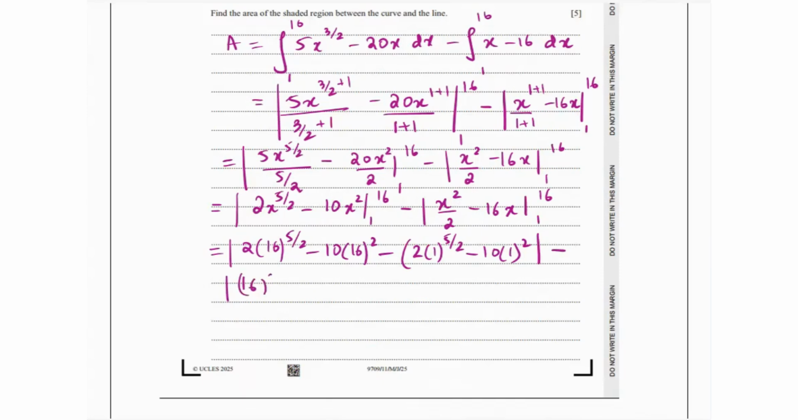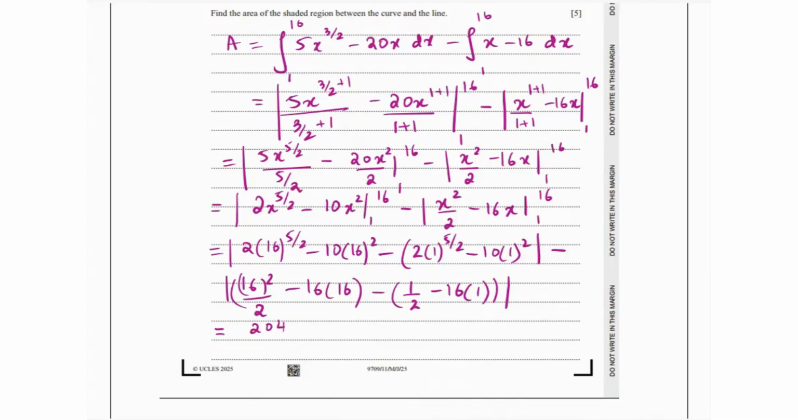So 16 squared over 2 minus 16 times 16, minus 1 squared over 2 minus 16 times 1. Let's see what we get. So for the first one, 16 is 4 squared. The 2's get cancelled out. So it's going to be 4 to the power of 5, which is 1024, times that by 2.